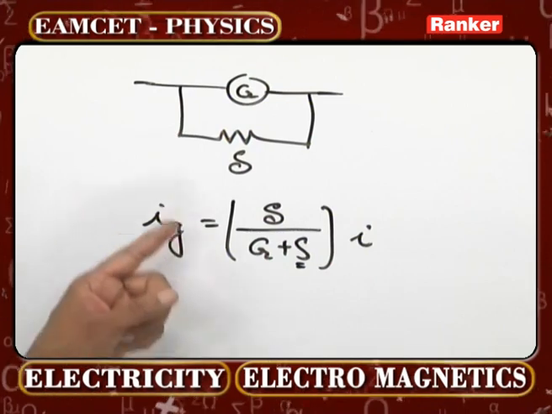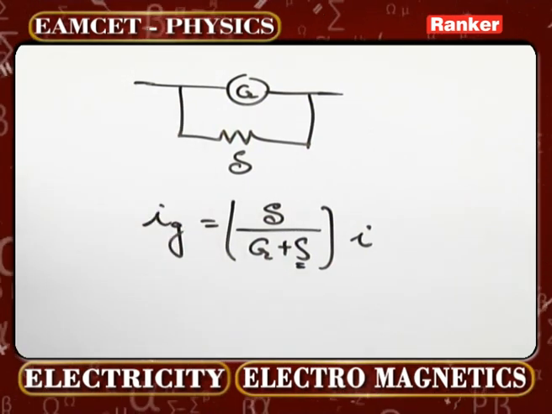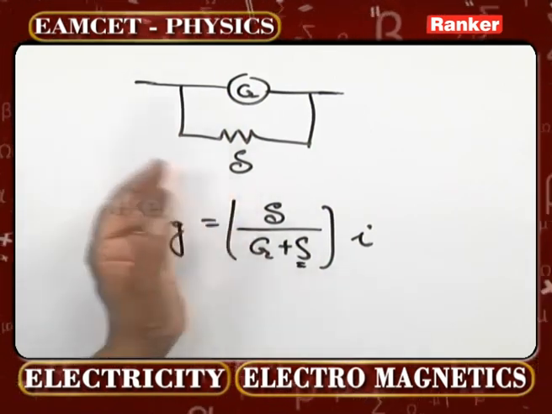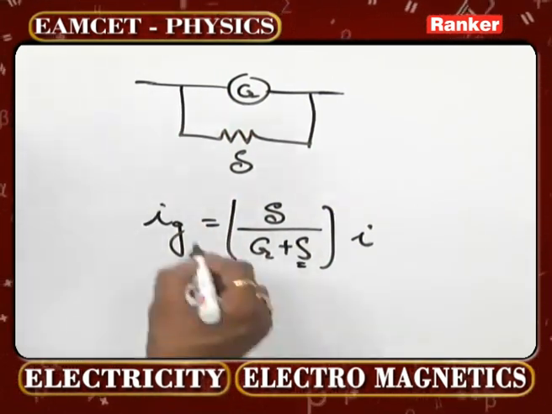At the same time, what is the resistance of an ideal ammeter? The resistance of an ideal ammeter is going to be 0. That is a point you have to remember. Come to the next one.